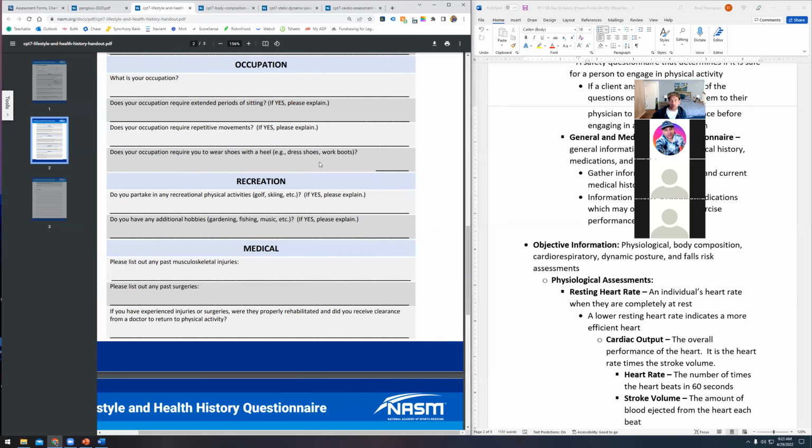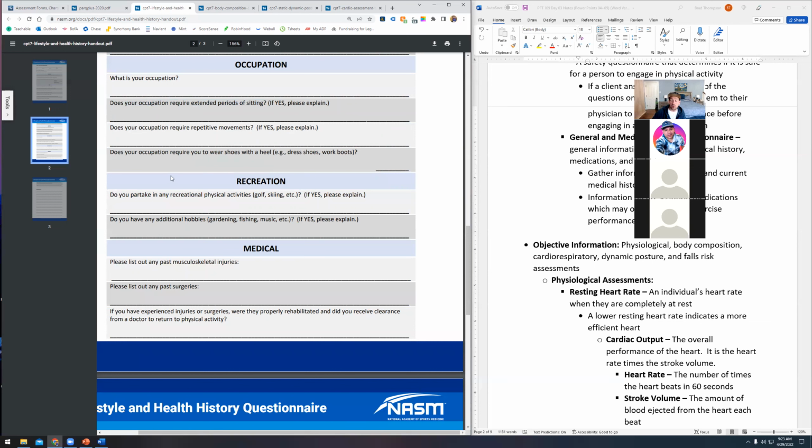And then we got some questions about occupation here, which seems kind of weird. You wouldn't think that occupation would have much to do with being in the gym, but guess what? It absolutely does if they have a very stressful job, right? I know that that's going to lead to tension and things like that. If we ask them if their job has extended periods of sitting, it's kind of a weird one, right? But the idea here is if they're sitting all day, I know that chances are their hip flexors are going to be a little tight. If they're sitting all day, chances are they're not burning very many calories. So both of those things are highlighted through that question.